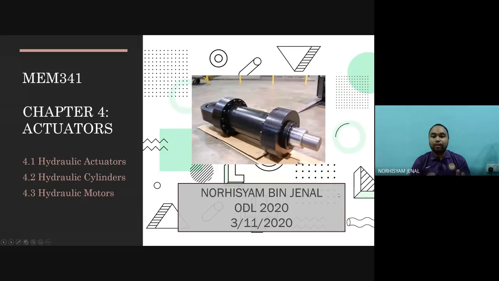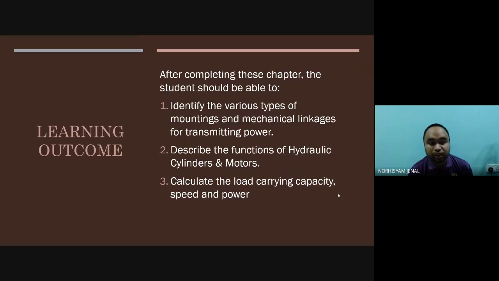Okay. Alright, so this is MEM 341, Chapter 4, Actuators. I am fortunate to have a slideshow on this, so we can go through the slideshow together. I will give this slideshow in PDF later on. In Chapter 4, what we are trying to do is to, number 1, identify the various types of mountings and mechanical linkages for transmitting power. Number 2, to describe the functions of hydraulic cylinders and motors. And number 3, to calculate the load carrying capacity, speed and power.